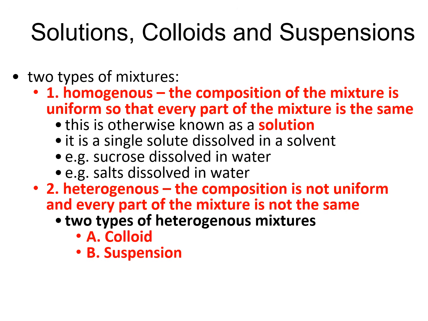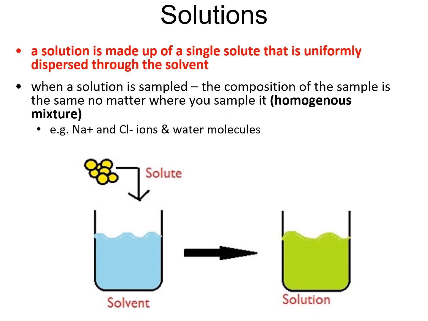In contrast to a homogeneous mixture, which is known as a solution, there are also heterogeneous mixtures, in which the composition is not uniform and every part of the mixture is not the same. There are two types of heterogeneous mixtures we're going to look at now, and these are known as colloids and suspensions. A solution is a homogeneous mixture made up of a single solute that is uniformly, or homogeneously, dispersed through a solvent. So when you sample the solution, the composition of the sample is going to be the same no matter where you have taken the sample from.